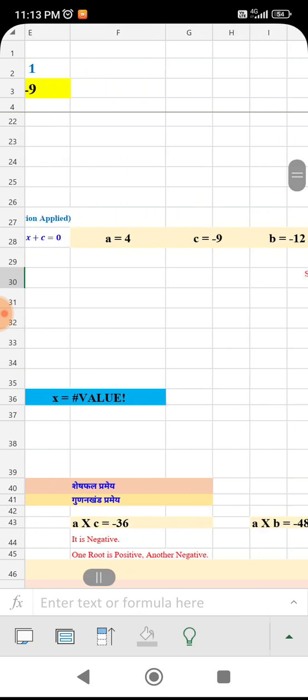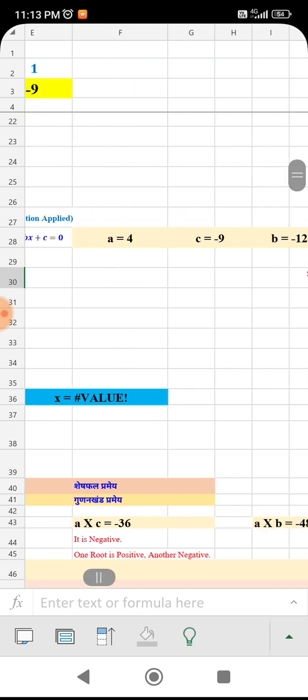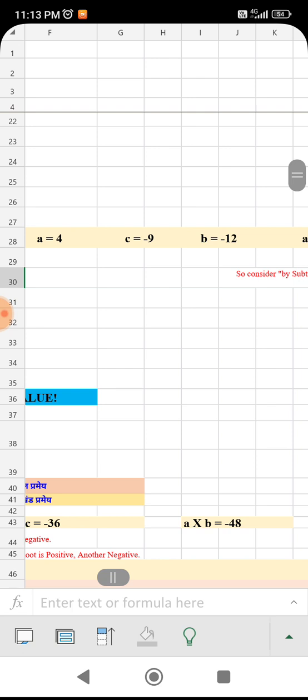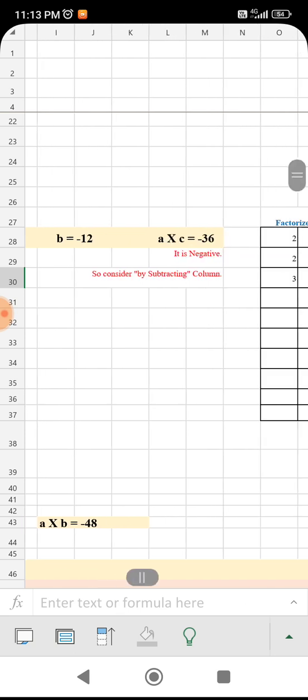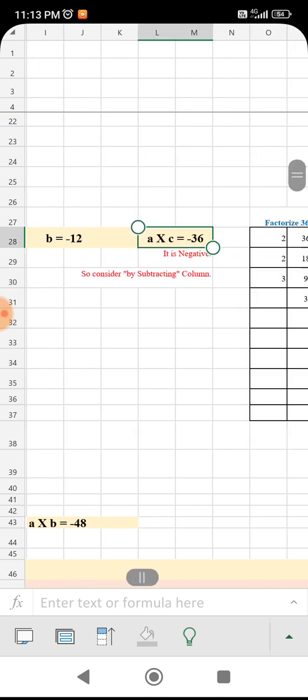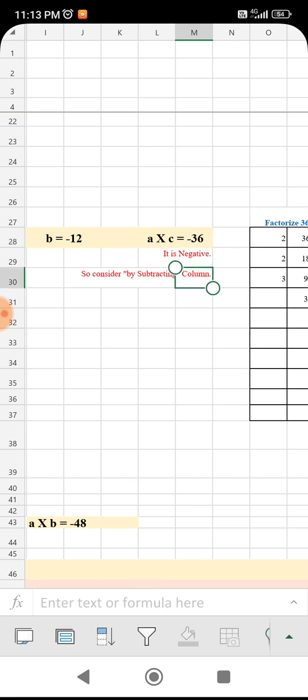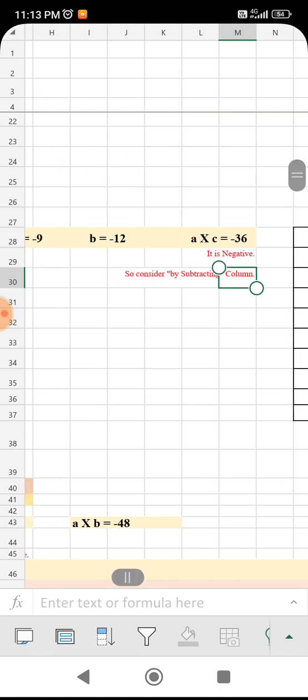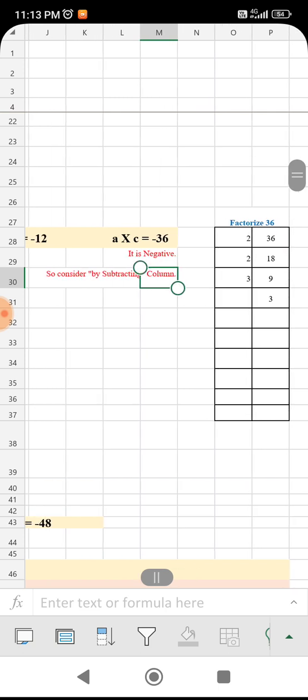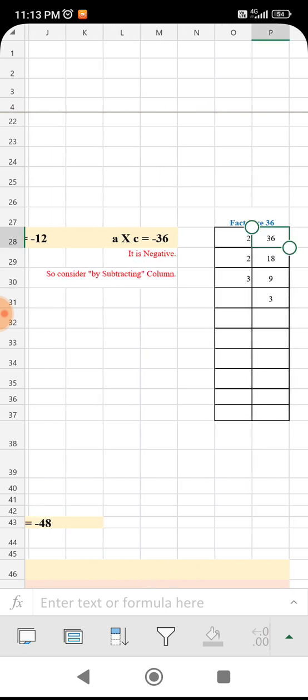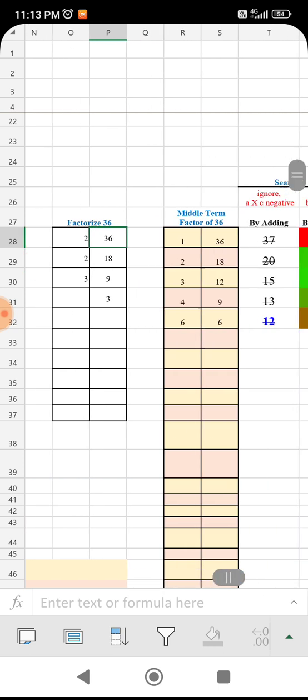Why? Okay, let's check. A is 4, C is minus 9, B is minus 12. So AC means minus 36. It is negative, so we have to get the value by subtracting. We have to get 12 by subtracting. So what is the first step? We have to factorize 36, and it is done. Factorization is done. Okay, now we have to multiply.